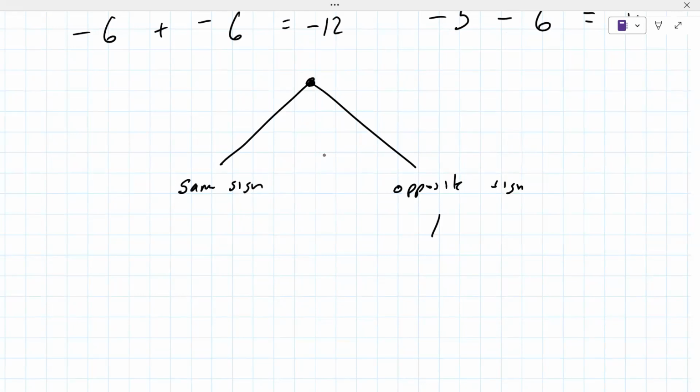Opposite sign is one positive and one negative. There are more examples to give of these, but your first fork when you're learning these, when you're distinguishing, is same sign or opposite sign. And we do this all the time.